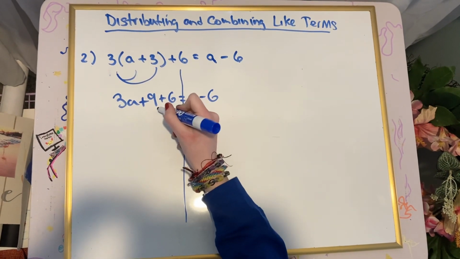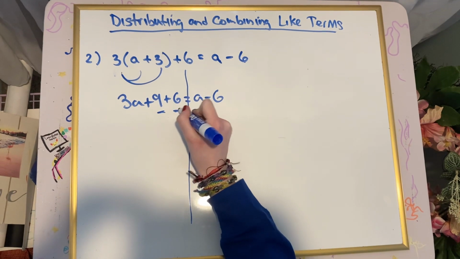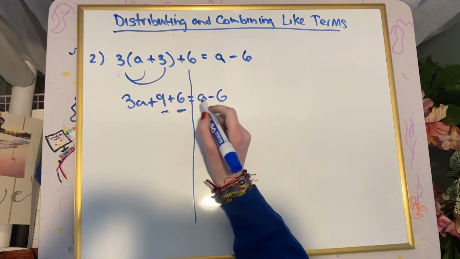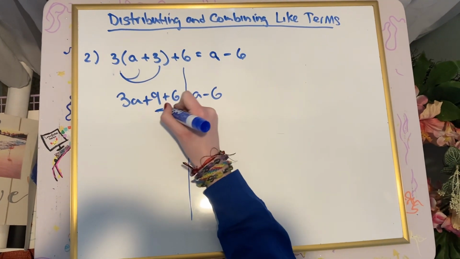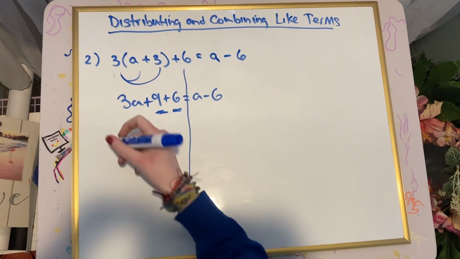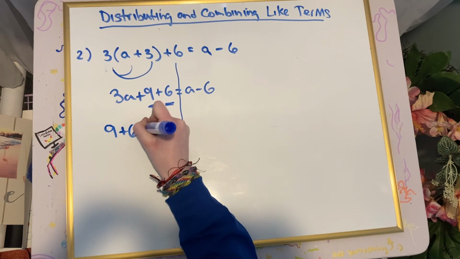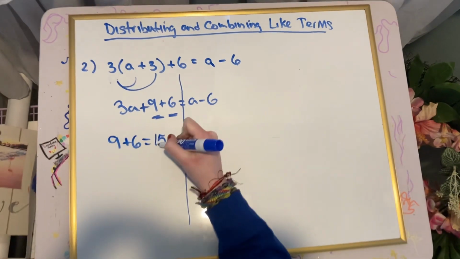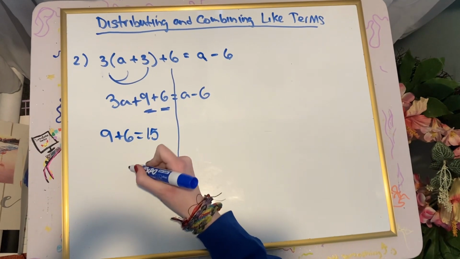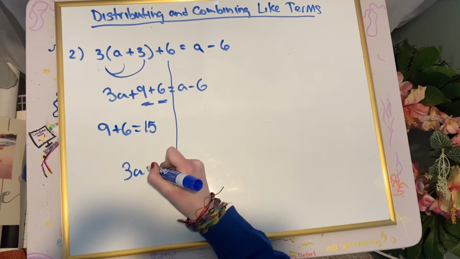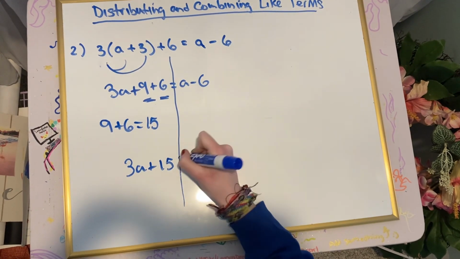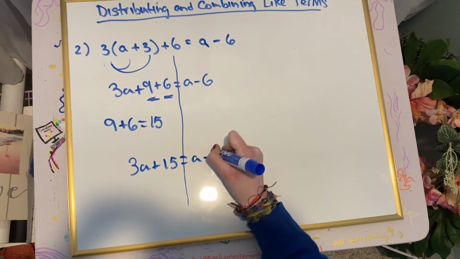Now, since there's too many whole numbers or numbers right here, we have to combine them. So we combine 9 and 6, which is 15. So now the equation looks like 3a plus 15 equals a minus 6.